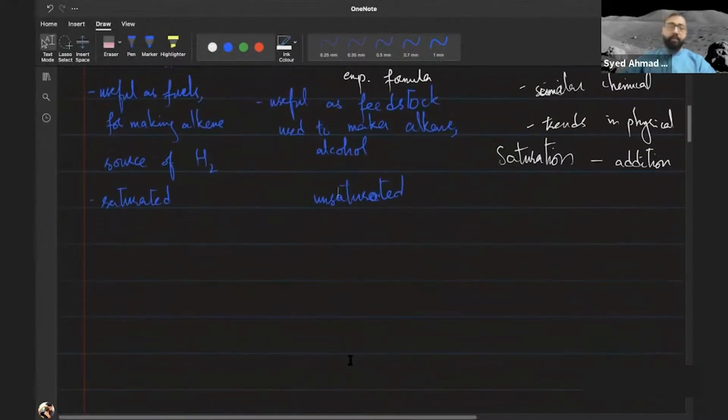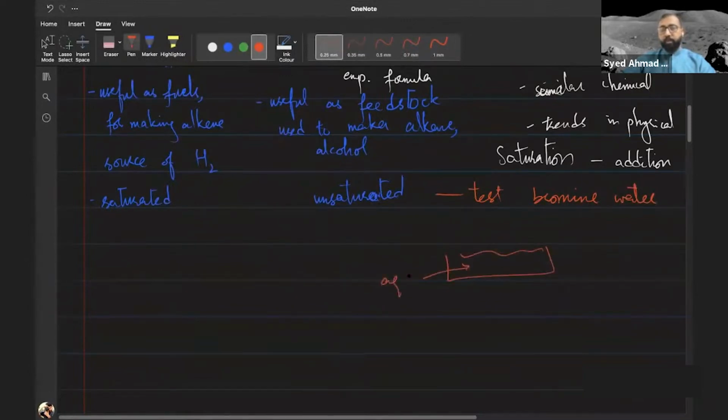उसके लिए we have bromine water. So this is our test. इसका test क्या है? Bromine water. Bromine water का मतलब होता है aqueous bromine या bromine water, उसको दोनों आप नाम ले सकते हैं. Bromine water क्या है? It is brown thing dissolved in water, so this is aqueous bromine.